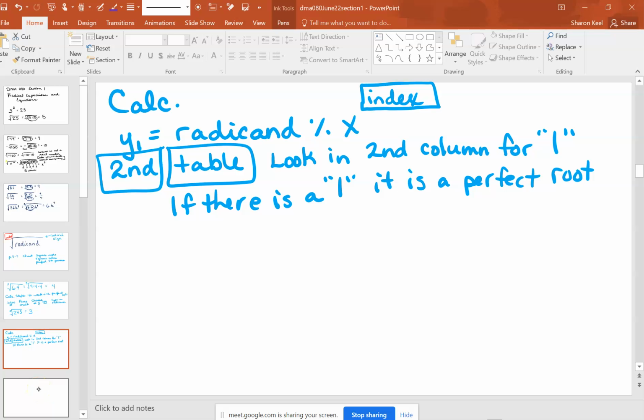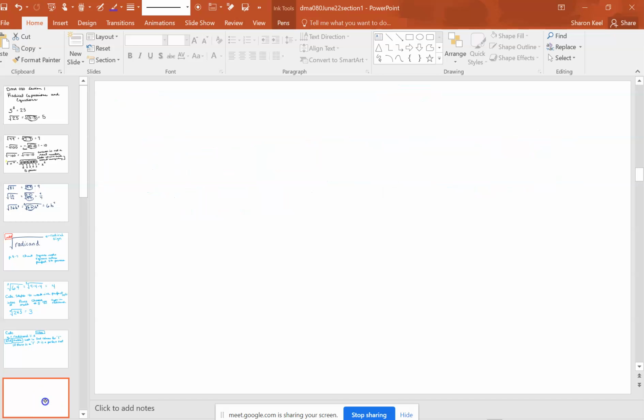I'm going to come back to this page here in a few minutes, and I'm going to add some other bits of information, but I'm going to hold off on putting it there just yet.